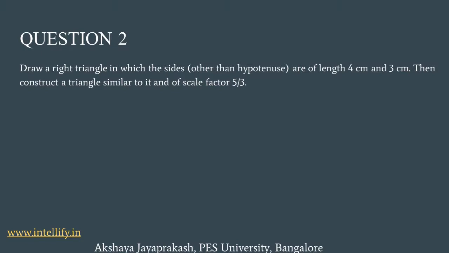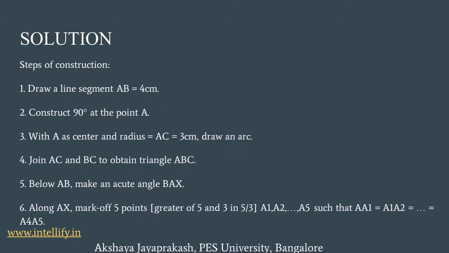Question 2. Draw a right triangle in which the sides other than hypotenuse are of length 4 cm and 3 cm. Then construct a triangle similar to it and of scale factor 5 by 3. Let's start off by first drawing a line segment AB equal to 4 cm. Now construct 90° at point A. With A as a center and radius AC equal to 3 cm, draw an arc. Join AC and BC to obtain triangle ABC.